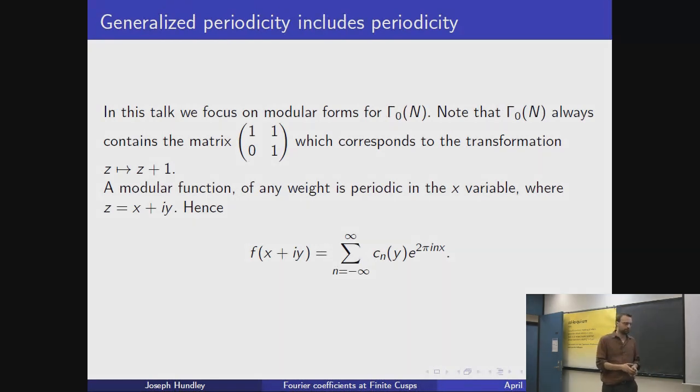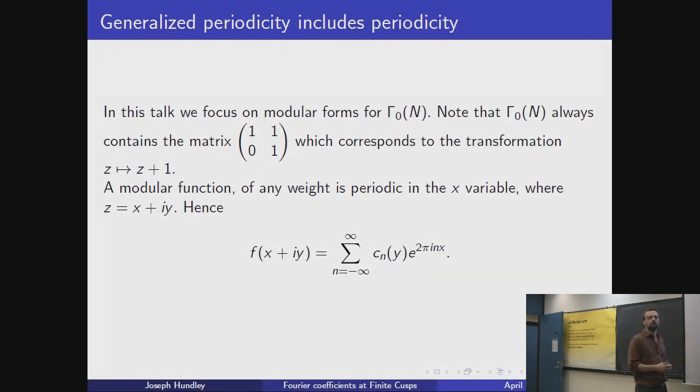Alright, so this is something I view as a generalized periodicity condition that the function f satisfies. The first thing to note is that generalized periodicity actually includes periodicity in the x variable. Again, z is x plus iy, and you take this matrix, which is in SL2Z and in gamma n for every n. Those are my examples.